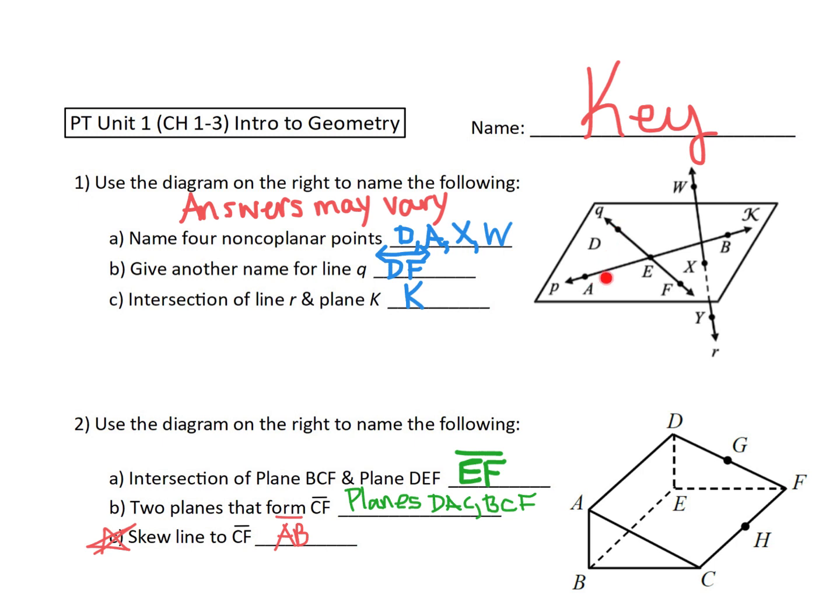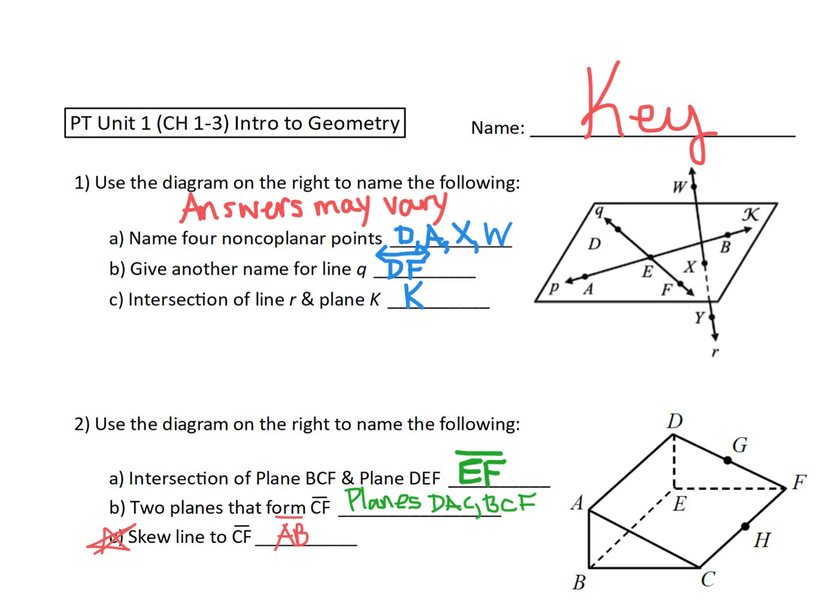So D, A, and X are all coplanar. They are on plane K. So D, A, X are all on this flat plane, but W is shooting out above it. So that's really what makes it non-coplanar there.